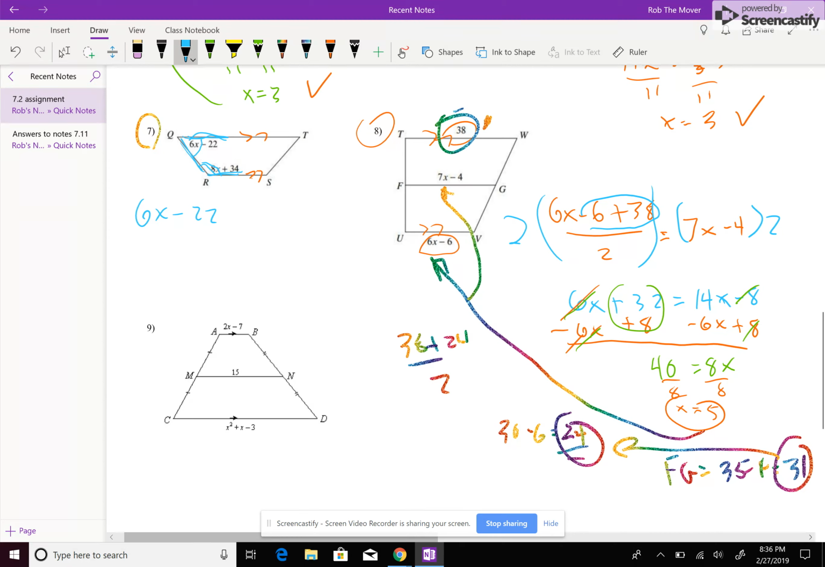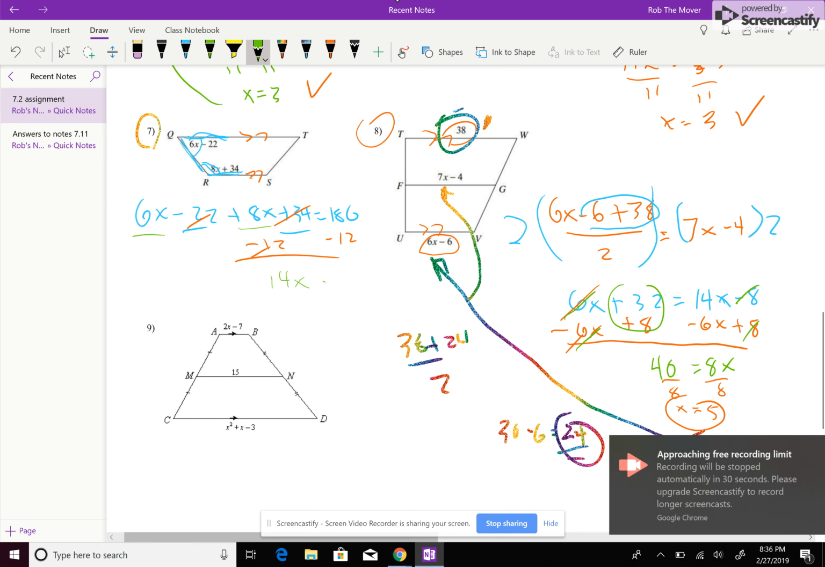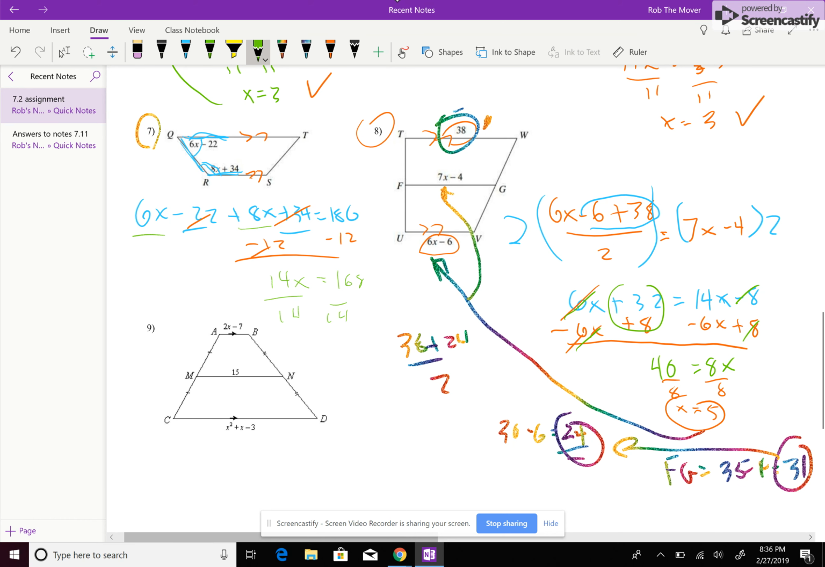So 6x minus 22 plus 8x plus 34 is equal to 180, right? The minus 22 plus 34 is plus 12. I'm going to subtract 12 to get rid of it. And we end up with 6x plus 8x is 14x equals 168. I'm about to get kicked off here, so this video can't be very long. Divide by 14, x is 12, if I didn't make any mistake there. Plug it back in to see if you get the tingles, and those angles are supplementary. I've got to stop the video.